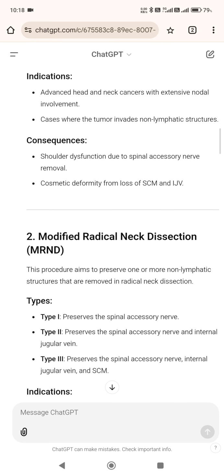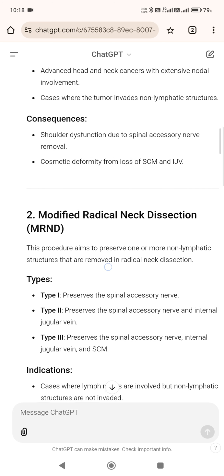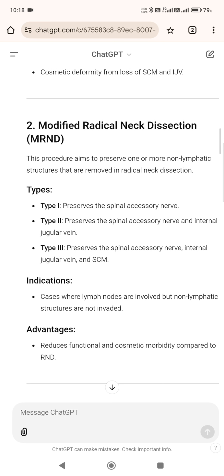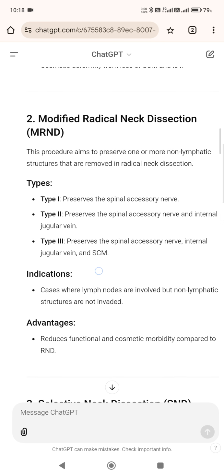Indications: advanced head and neck cancers with extensive nodal involvement, cases where the tumor invades non-lymphatic structures. Consequences: shoulder dysfunction due to spinal accessory nerve removal, cosmetic deformity from loss of SCM and IJV.